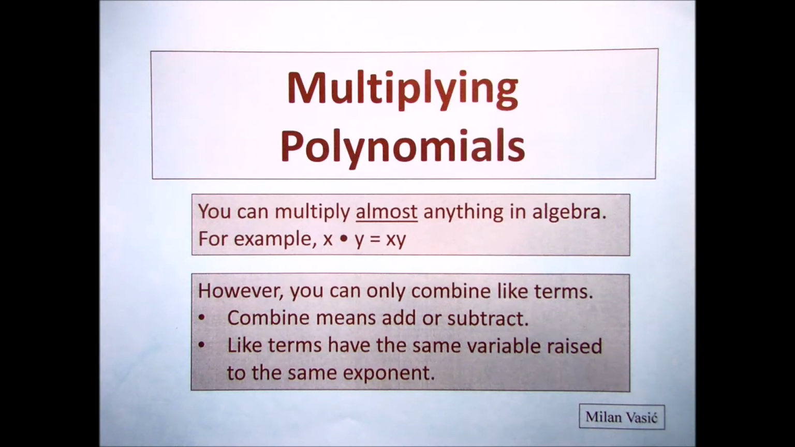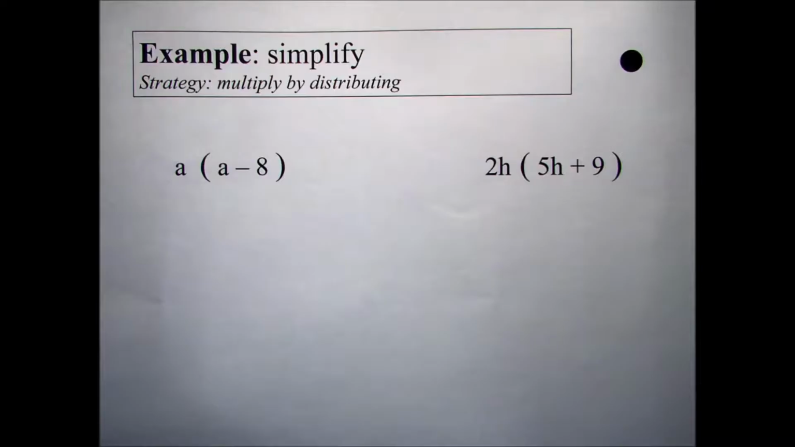Multiplying polynomials. You can multiply almost anything in algebra. For example, x times y equals xy. However, you can't add x and y. X plus y would just be x plus y. You can only combine, meaning add or subtract, things that are like terms. And here's a definition of what like terms are.